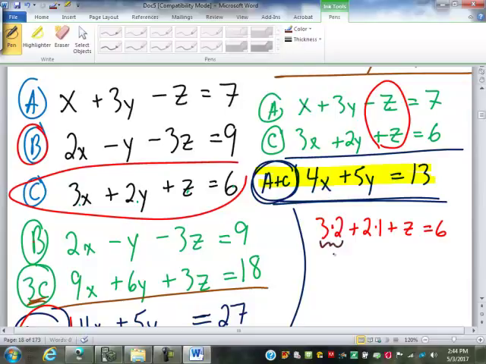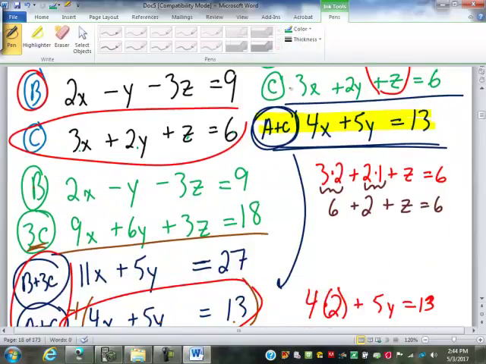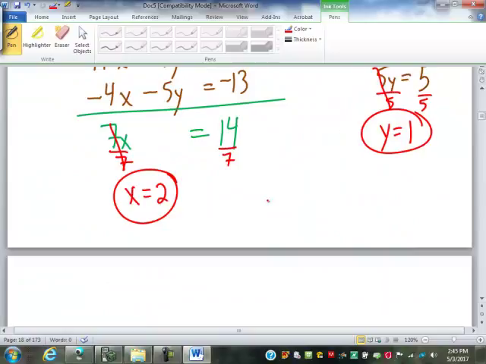3 times 2 is 6 plus, I'll just do it all at once here, 2 times 1 is 2 plus z equals 6. What would I want to do next? Add the 6 and 2 to make 8. So 8 plus z equals 6. And now the last step will be subtract 8. So z equals -2. So my solution here: x was 2, y was 1, and z is -2.